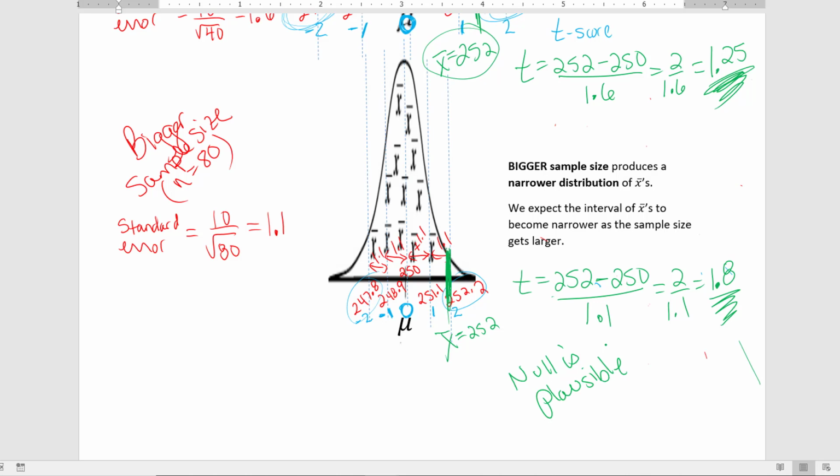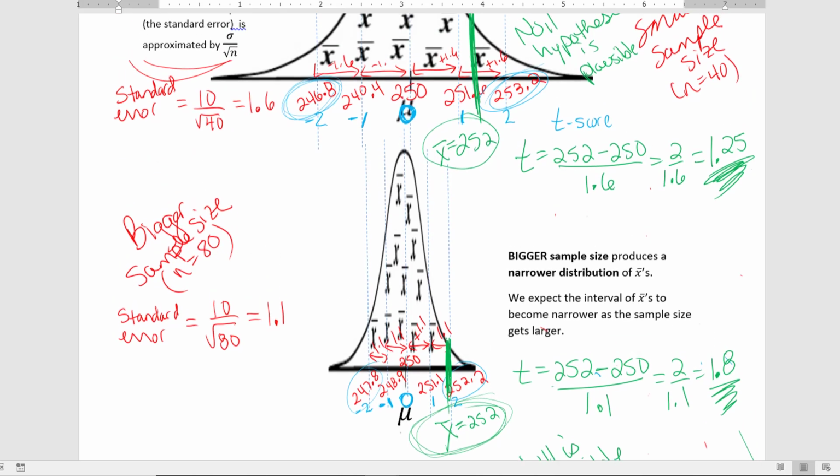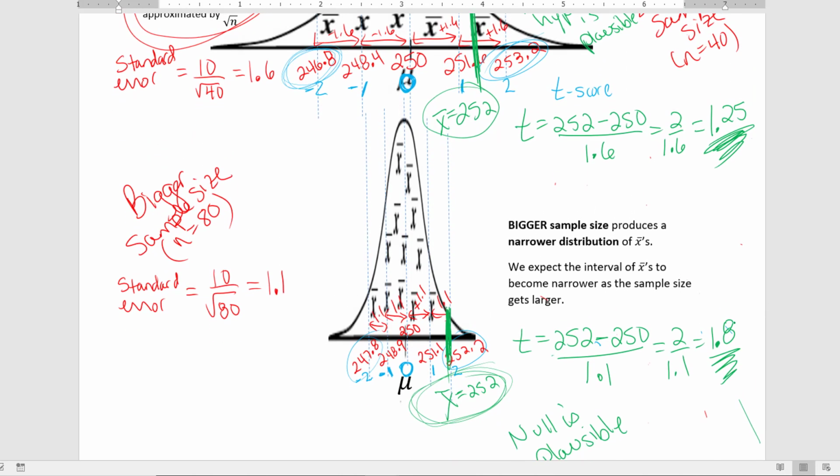However, note, when we made the sample size bigger, it made the distribution of sample statistics narrower, which made our observed statistic more unusual. It would have a smaller p-value than the one that we saw in the top distribution. It does have a bigger standardized statistic than the one we saw in the top distribution.